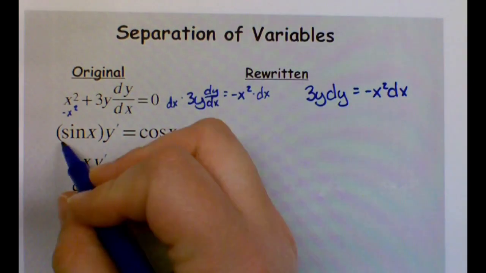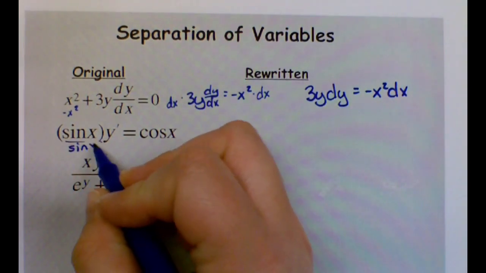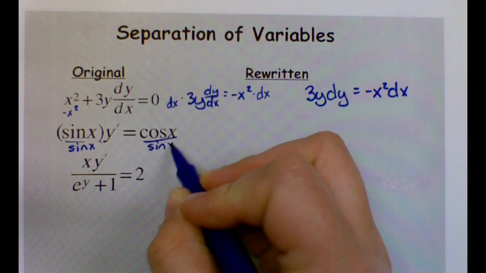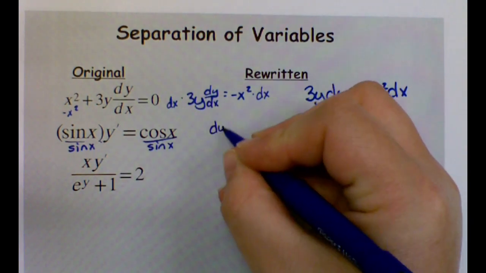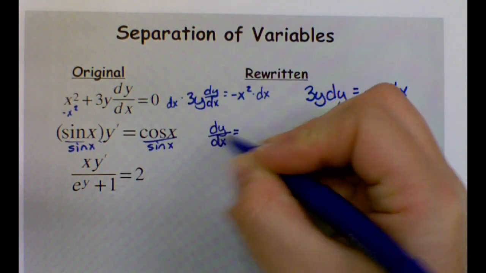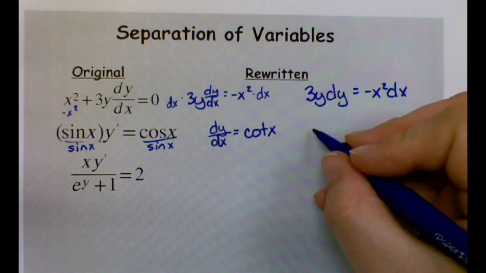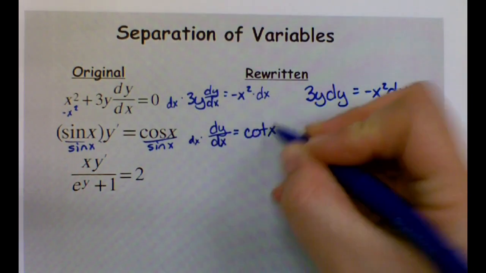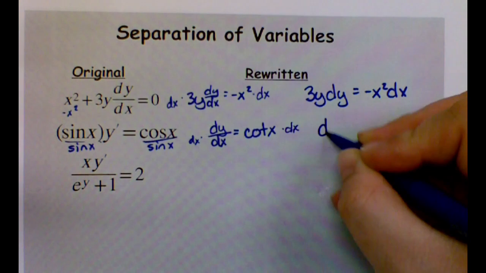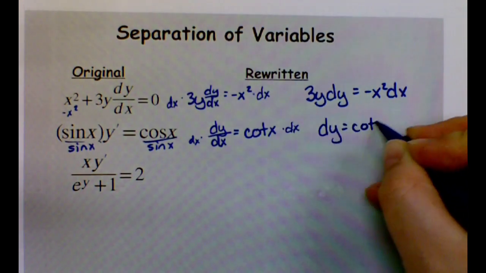Next one here, we're going to divide by sine of x. Remember that y prime is the same thing as dy/dx. Cosine over sine is cotangent of x. Now we do the same thing with our dx, get it over to the other side. So dy equals cotangent of x dx.